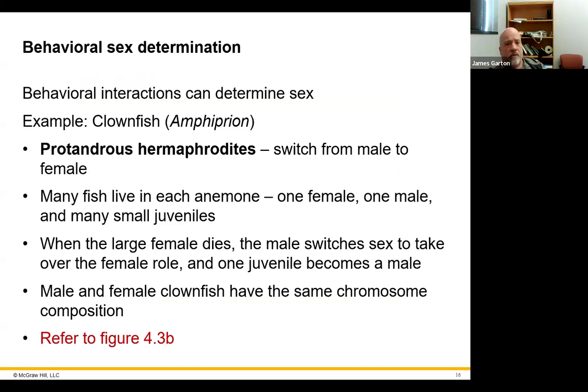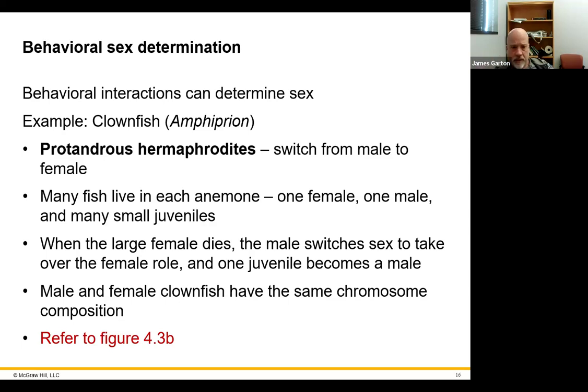And then there are behavioral determinations. For example, in the genus Amphiprion, which includes the clownfish, all the clownfish are born male. They're protandrous hermaphrodites, male first, and they will switch from male to female. And so female comes later.